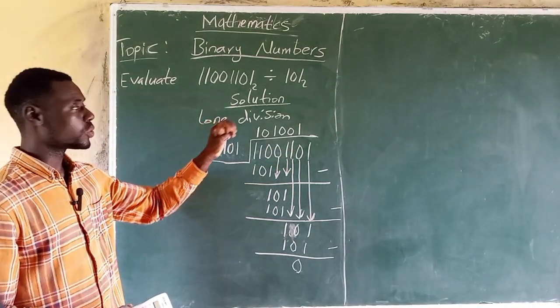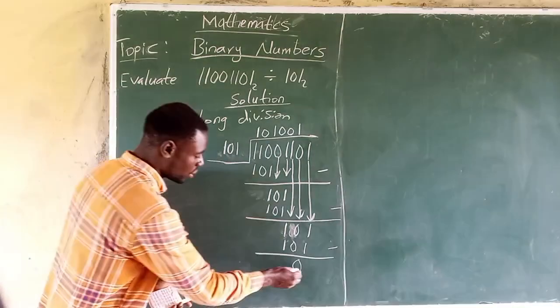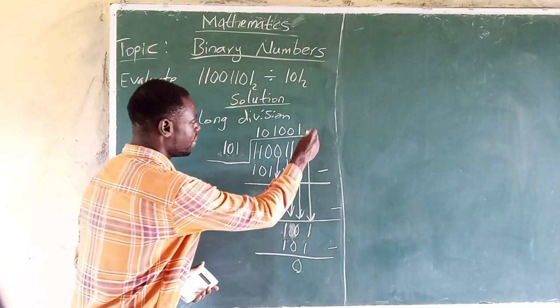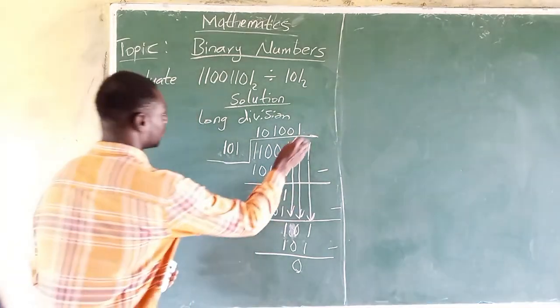This is the pattern you use to divide a binary expression in base 2. So this value will be in base 2.